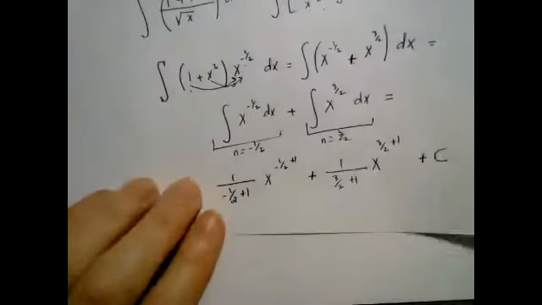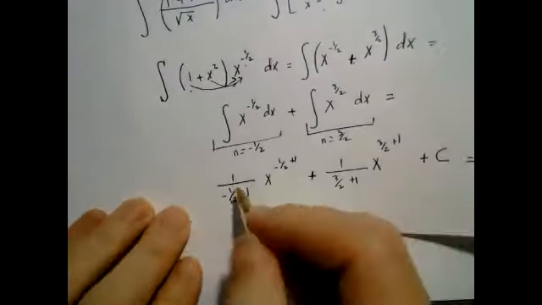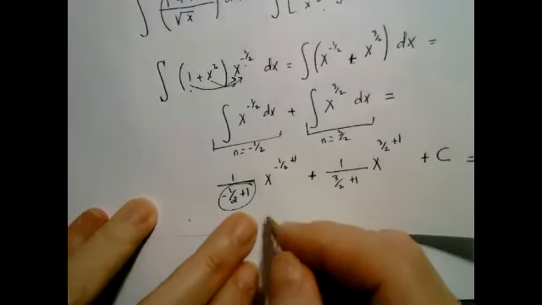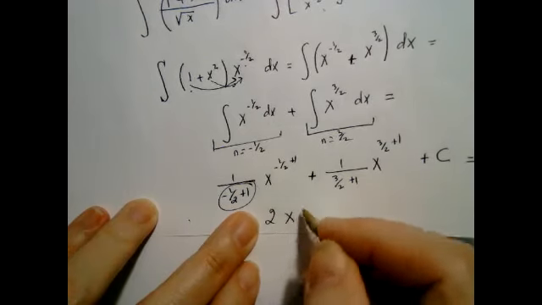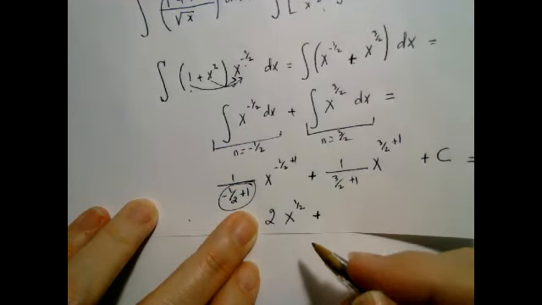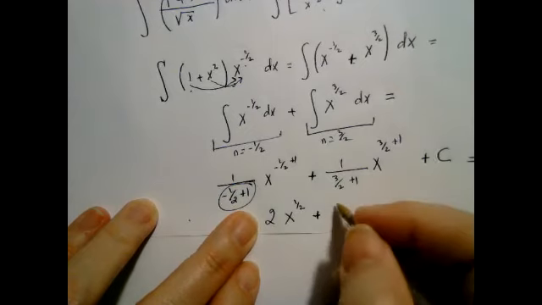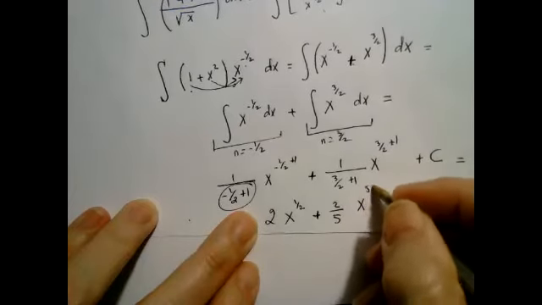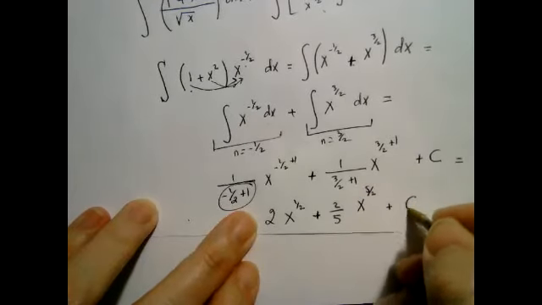And the rest is simple. The rest is pure algebra. Minus a half plus 1 is 1 half. 1 over a half is 2. x to the power a half. Then 3 halves plus 1 is 5 halves. 1 over 5 halves is 2/5. x to the power 5 halves, plus c.